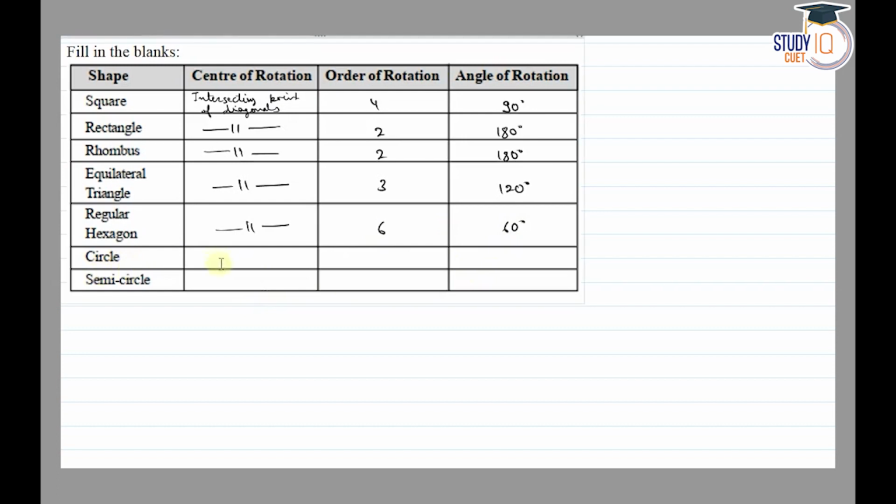In a circle, the center of rotation is the center. Order of rotation is infinite and angle of rotation is every angle.